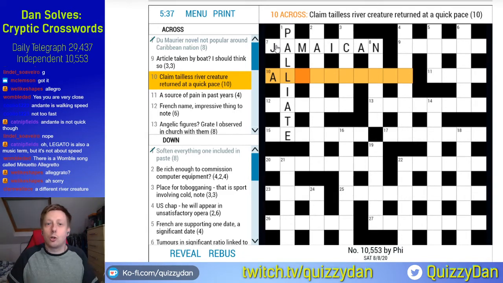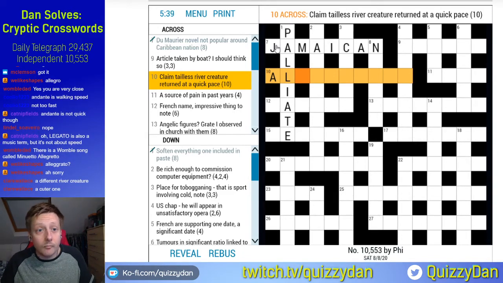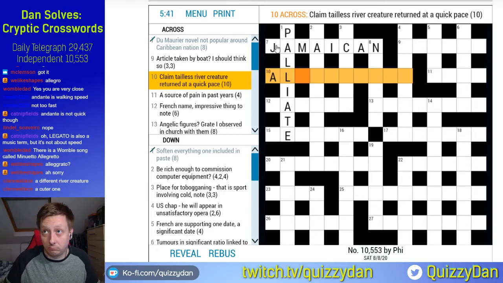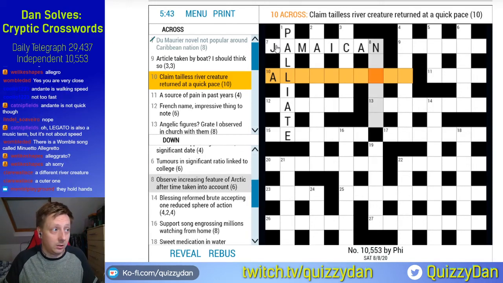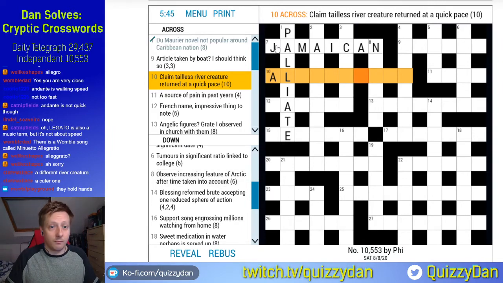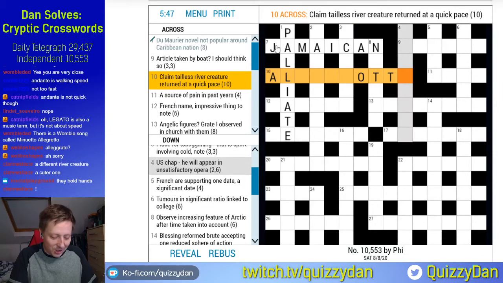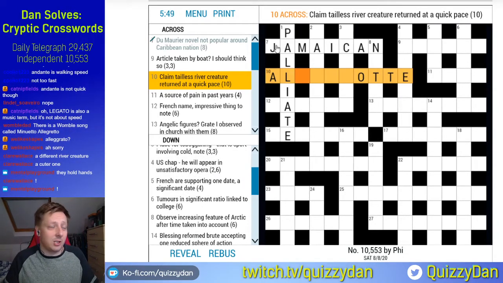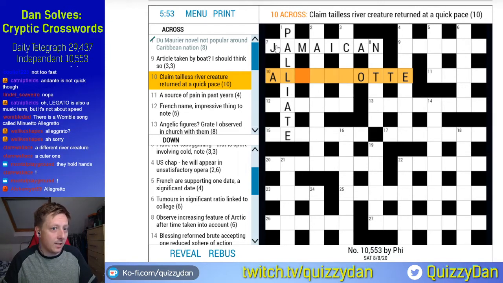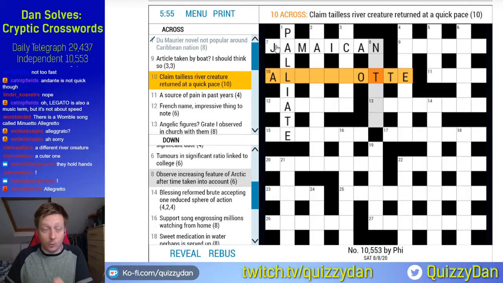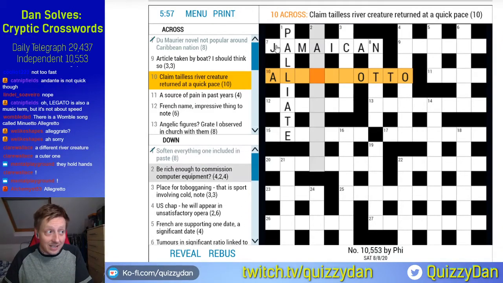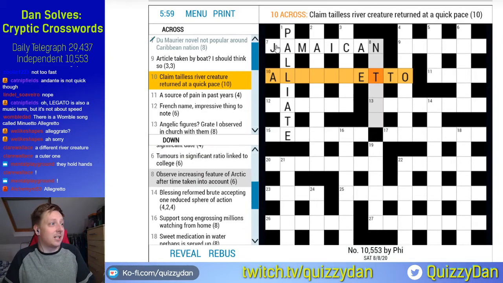Different river creature. Croc. A cuter one. Otter. Oh, they hold hands. They do. They are very, very cute. I might have to go and look at some otters in a minute. Okay. And it's returned, of course. It's also returned, isn't it? See, this is definitely trickier than the Telegraph.